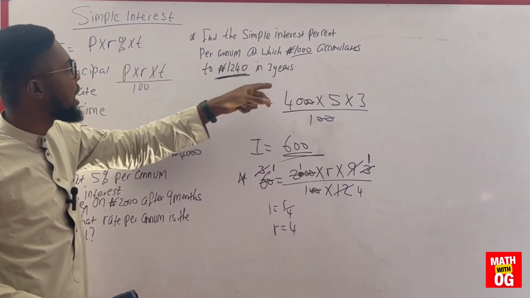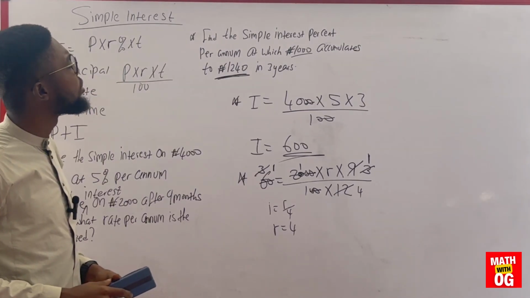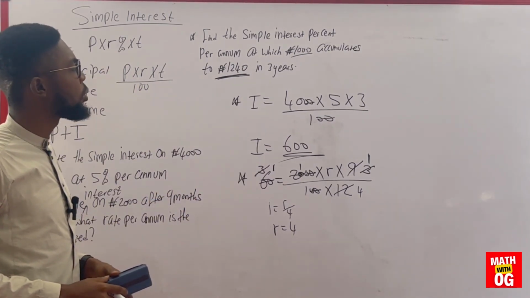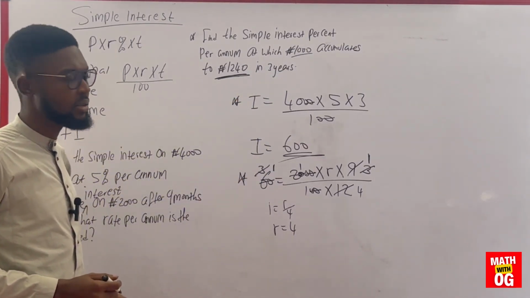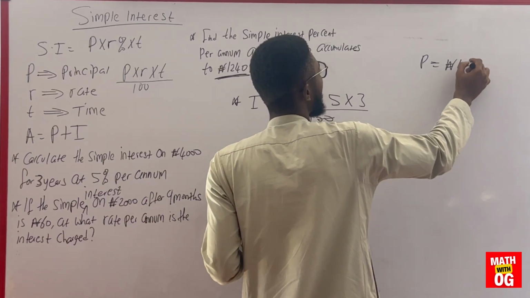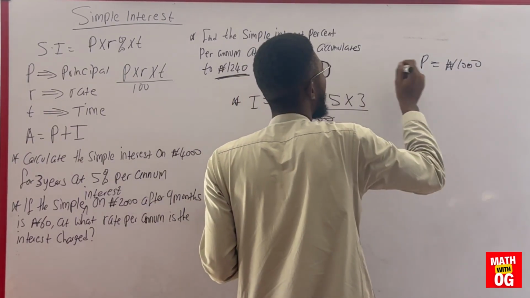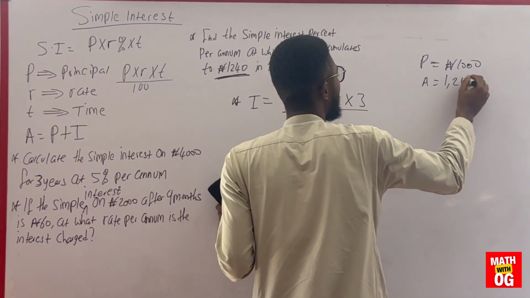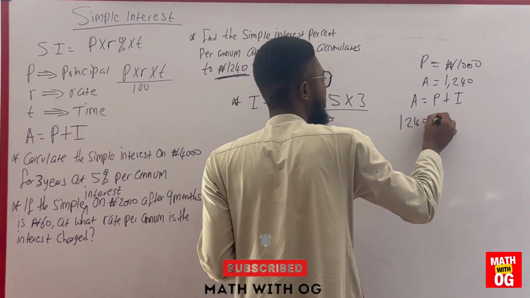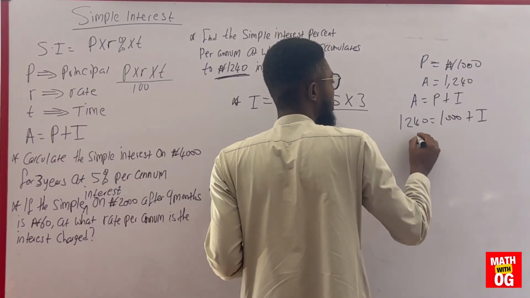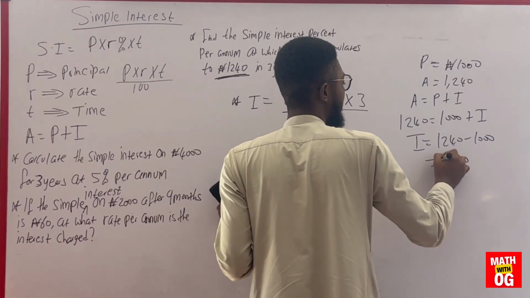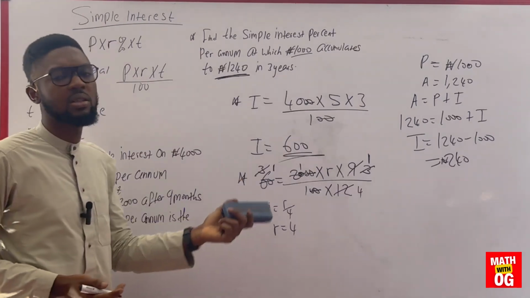So this is the amount, this is the time, and I guess we are looking for simple interest. The question was just trying to confuse us, because I don't think we need the years. The time there is not important. So my principal is 1,000 naira and my amount is 1,240 naira. And what is my amount? It is simply principal plus interest. So 1,240 is equal to 1,000 plus interest. So my interest here is simply 1,240 minus 1,000, which gives 240 naira. So my simple interest here is 240 naira.